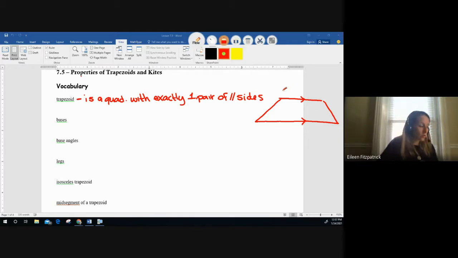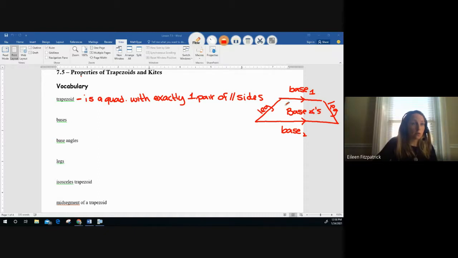So those are called the bases, and we label this one base 1 and this one base 2, or vice versa. It doesn't matter which one's 1 and 2. All right, and then we have the legs. That's a leg, and this is a leg of your trapezoid. And then we have the base angles. So we have two pairs of base angles, okay? This right here, these two are a pair of base angles, and then the ones down here are also a pair of base angles, okay?